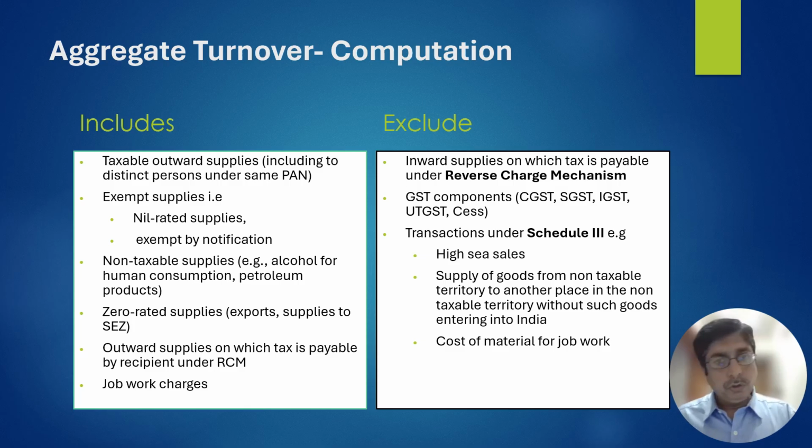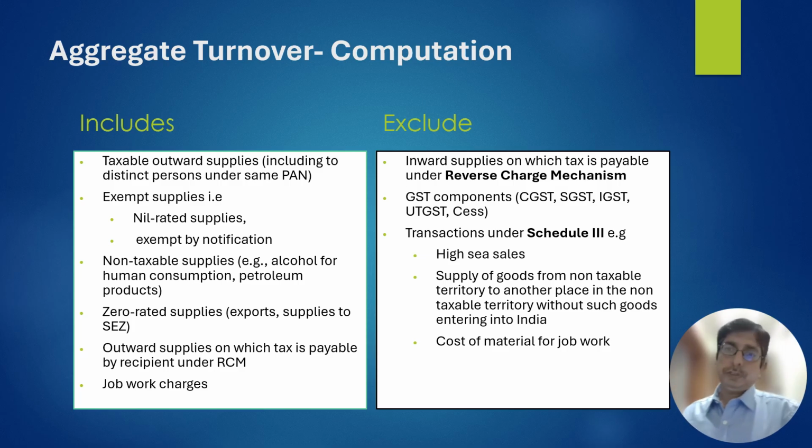Outward supply on which tax is payable by the recipient under RCM. For example, a GTA service provider. The taxes are paid by the recipient, but this is to be considered in the aggregate turnover of the GTA service provider, not the recipient. Job work charges. In case of job work, the charges are to be considered in the aggregate turnover, not the cost of the material on which he is doing the job work.